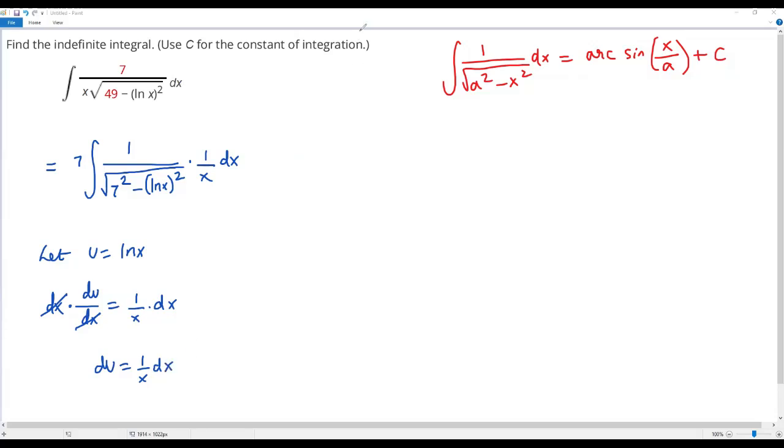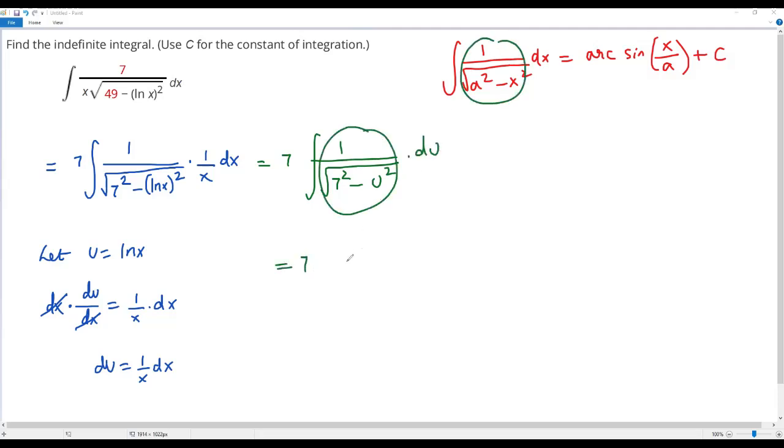Okay, now let me go back to the integration. So 7 times integral 1 over square root of 7 squared minus, for this ln x, we can substitute the variable u. Then I'm getting 7 squared minus u squared. For this 1 over x times dx, I can plug in du. So times du. Now just consider the integrand over here. It's exactly in the form of 1 over square root of a squared minus x squared. Now I can use the formula to integrate this.